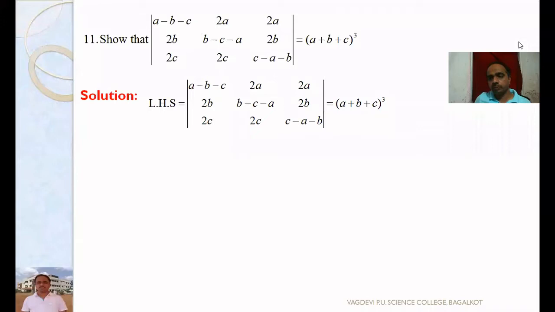The next question is: show that the determinant on the left hand side equals the right hand side, a plus b plus c, the whole cube. You have to show that this determinant is equal to (a plus b plus c) whole cube.